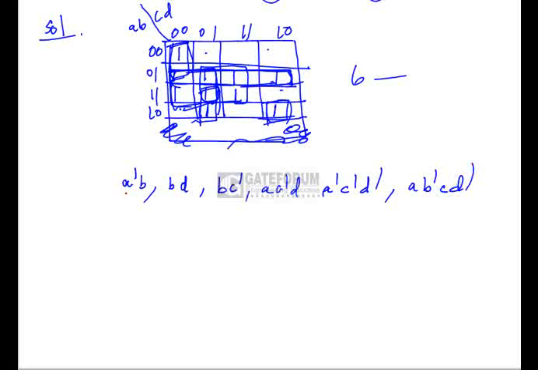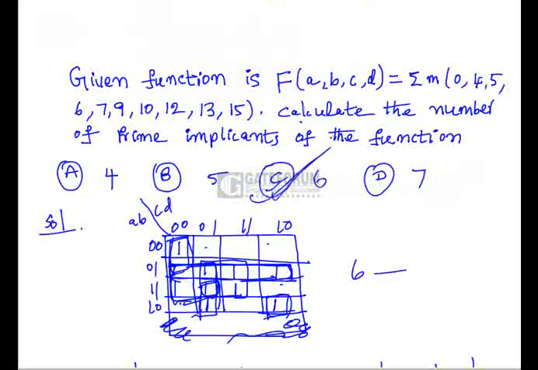So these are the 6 items that are the prime implicants. So A dash B, BD, and then BC dash, again AC dash D, again A dash C dash D dash, again A B dash C D dash. So these are the implicants. So there are total 6 prime implicants, so it will be 6. Option C is the right option here.